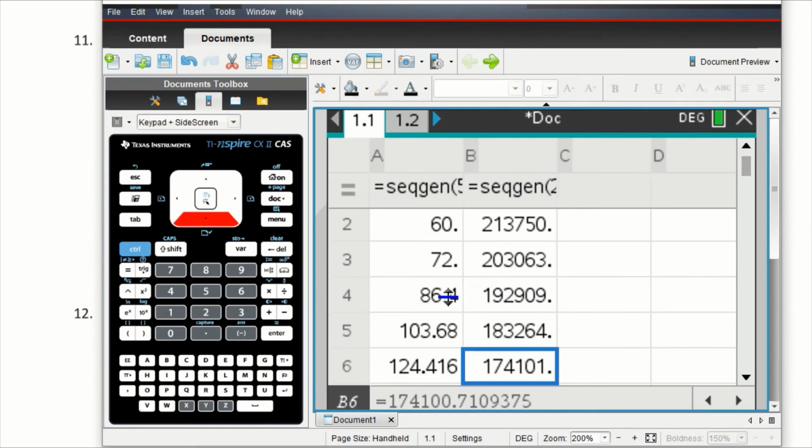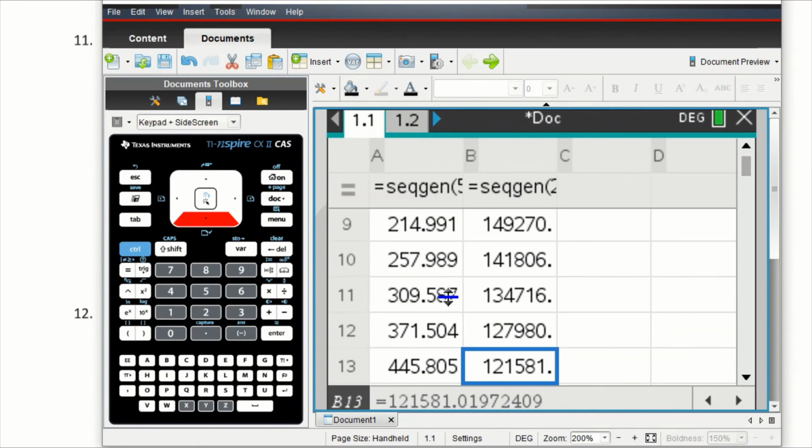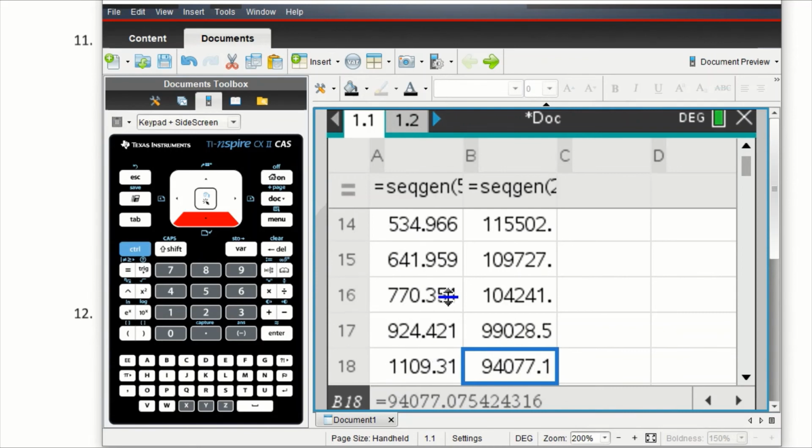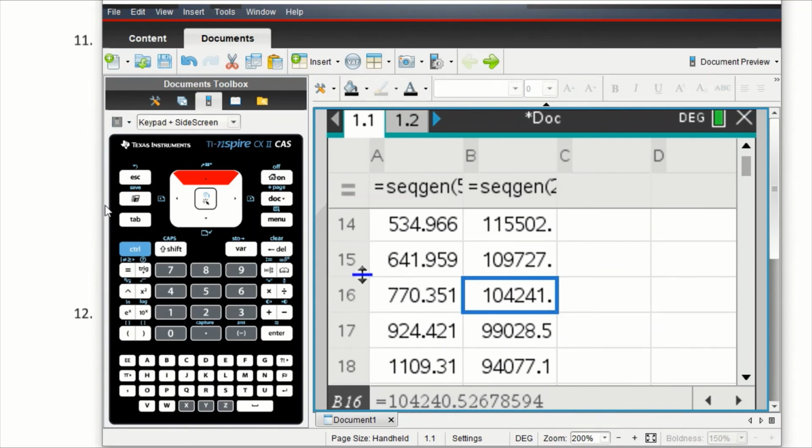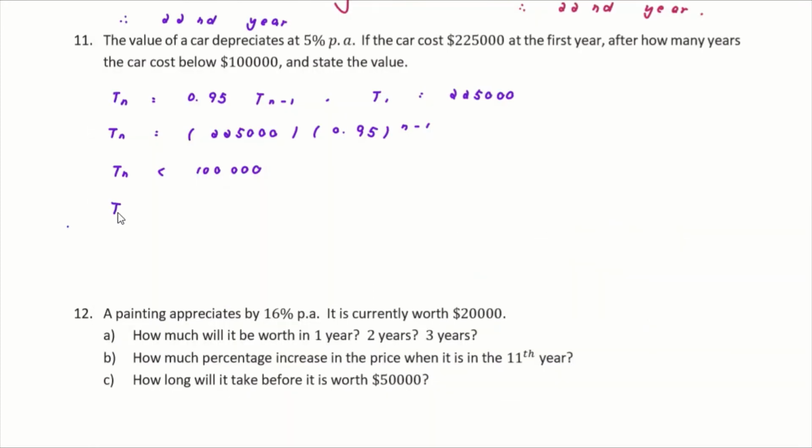Okay, when you move on, we can see the first term that goes below 100,000. It should be here. Same thing, we need to write down these two terms, the 16th term and the 17th term, together with their values. In this case, T16 is 104,240.53. Then T17, you have 99,028.50.